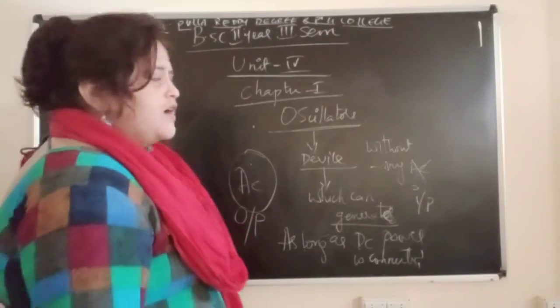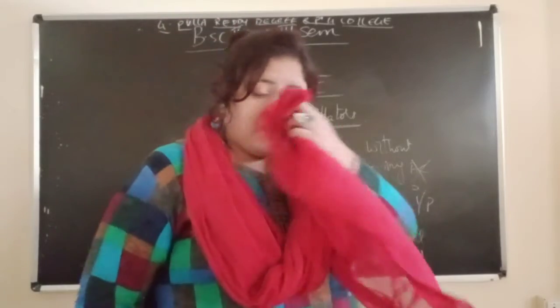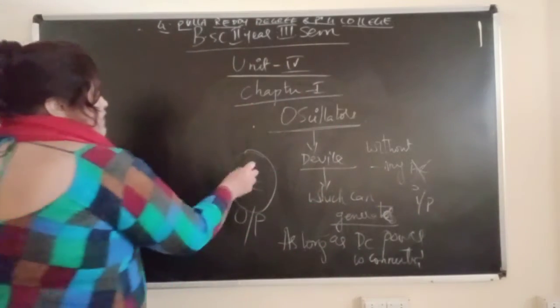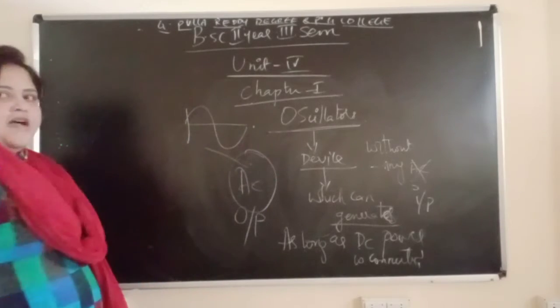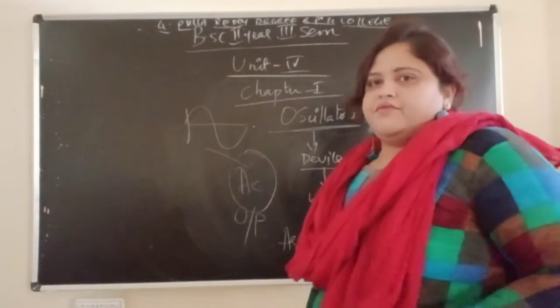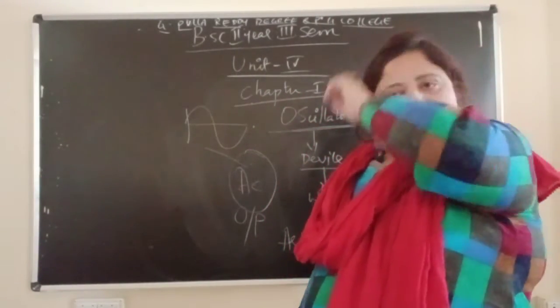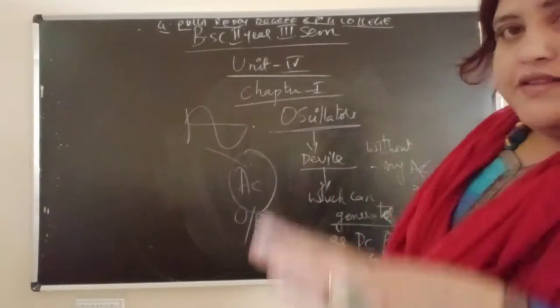So it is known as what? Oscillator. Now, AC output means what? It can generate the output in the form of a sine wave. So what is an oscillator? An oscillator is nothing but a device.